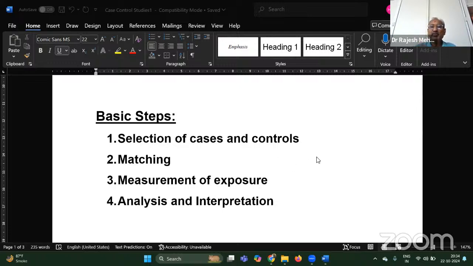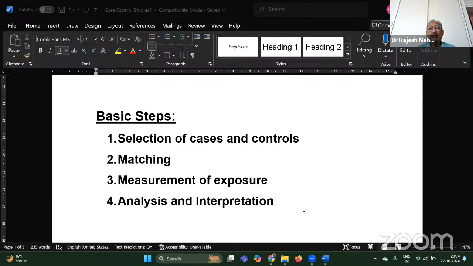In measurement of exposure in dengue, we want to know the exposure to the mosquito. When you measure the exposure to the mosquito, you can describe the density, but you may not be able to measure it because it is retrospective. Now, patient habits, what kind of clothes they are using, on which floor they are staying, that kind of history you can take. And then there will be analysis and interpretation.